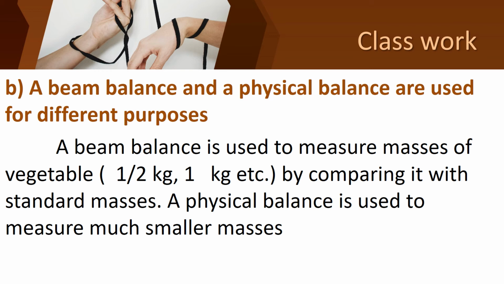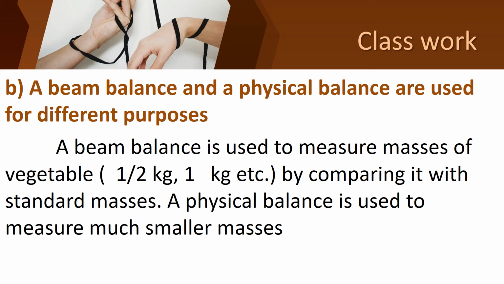In the beam balance, you will measure vegetables, fruits. And in the physical balance, we will measure the mass of the smaller objects, a gram of gold, a small gram of silver. Likewise, we will use it to measure the gram of silver or gold. So beam balance is used to measure the mass of larger objects, and physical balance is used to measure the mass of the smaller object.